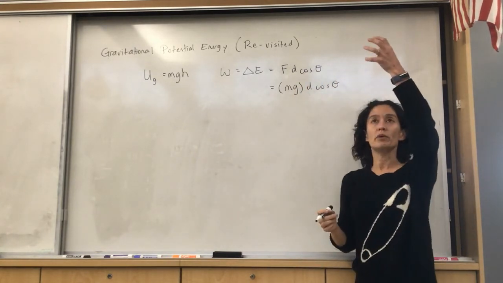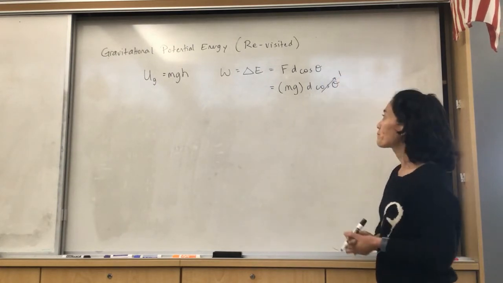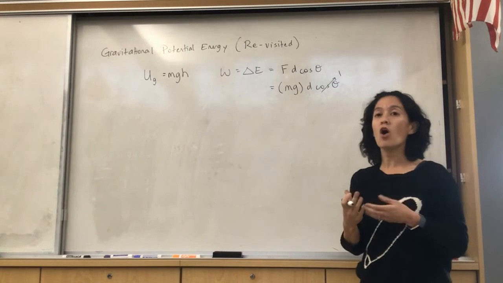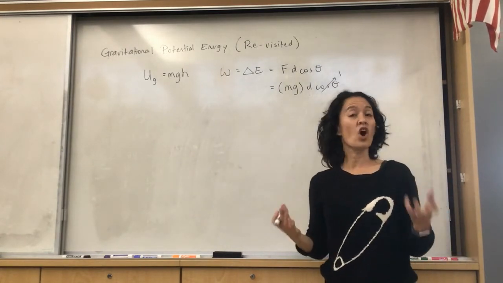And gravity would be pulling an object downwards, so this would actually just be equal to 1, and we get our mgh. And that's all fine and well if the force of gravity is constant.